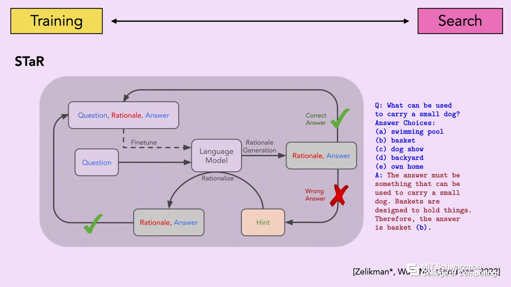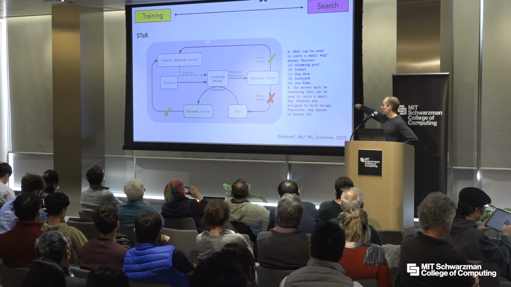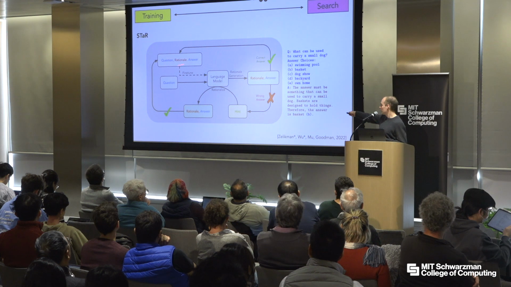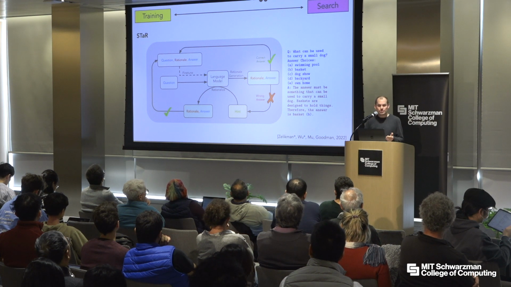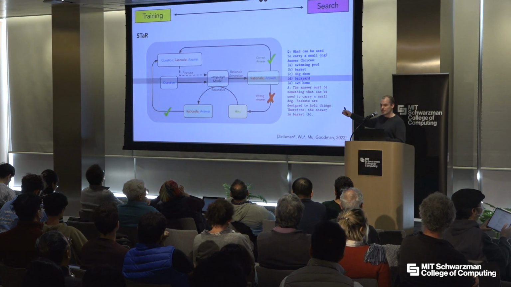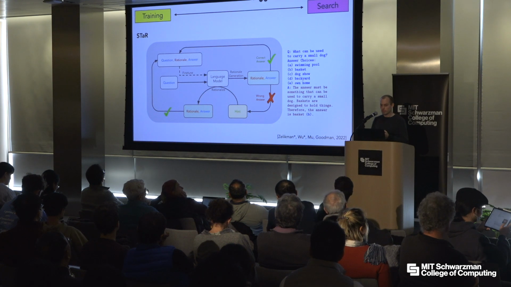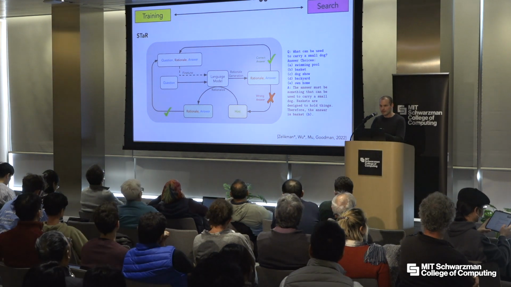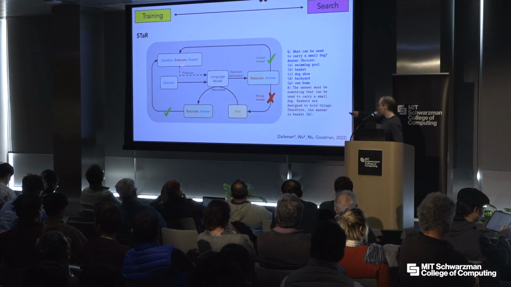Ignore the hint part. That's kind of a detail. If the answer is incorrect, I'll discard it. If it's correct, I'll put that chain of thought back into my training of the language model, so the language model will preferentially output that chain of thought. They call it a rationale here. That language model will preferentially output that chain of thinking that led to the correct answer.